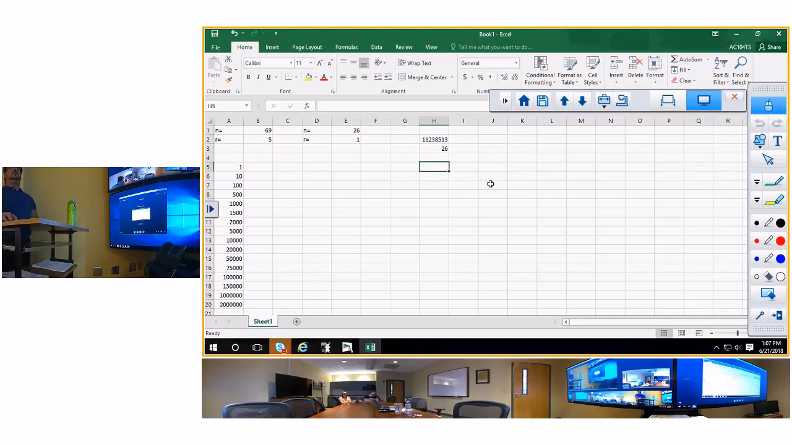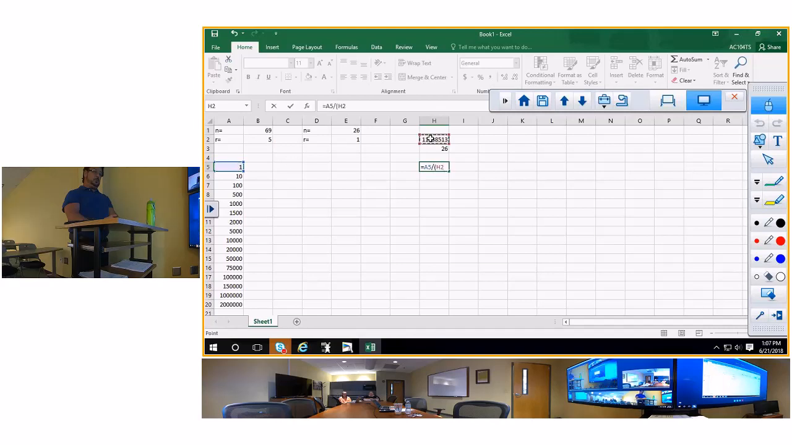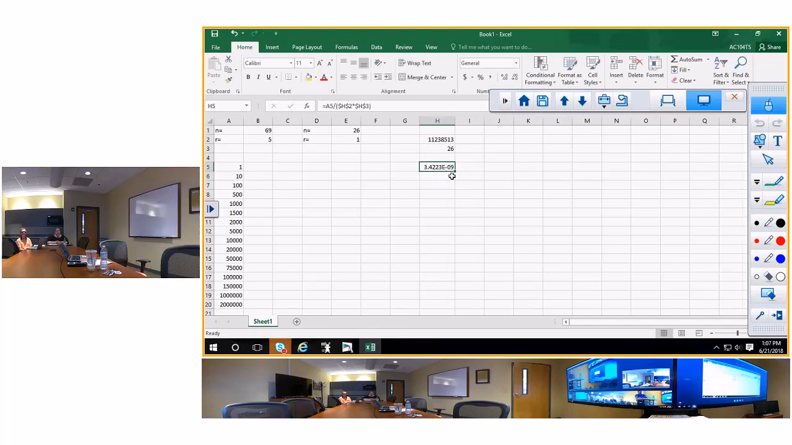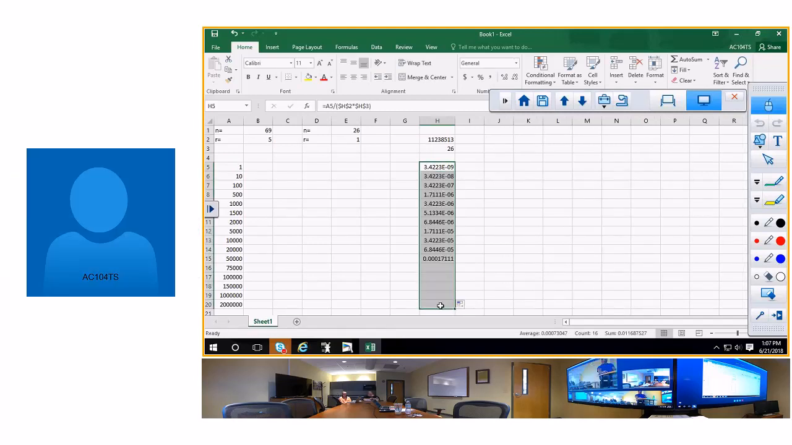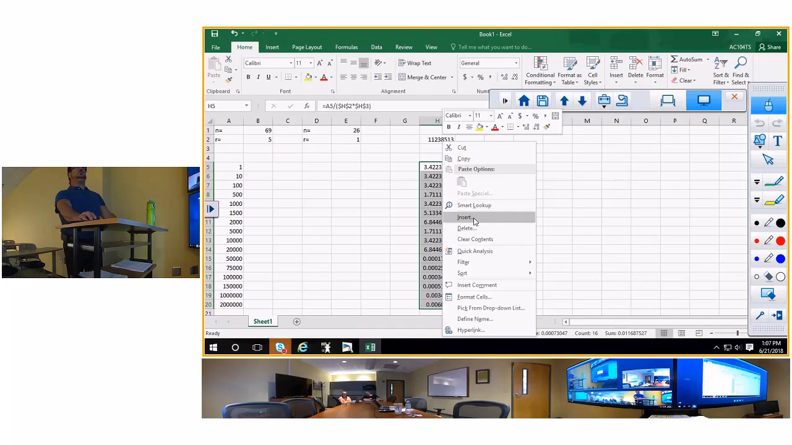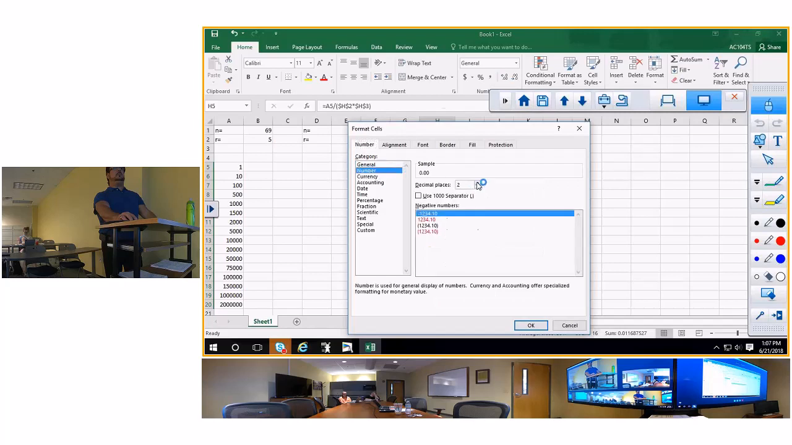So I'm going to take my handy dandy, and I'm going to take this guy, and I'm going to divide by parentheses this guy times this guy, and I'm going to lock it. Wait a minute, I got to lock both of them. I'm sorry, hold on just a second. F2, F4. There we go. Enter. And we're going to go all the way down. And now we're going to just round it. Everybody agrees we think in terms of a tenth decimal point, don't we? So I'm going to round it to 2 decimal places.